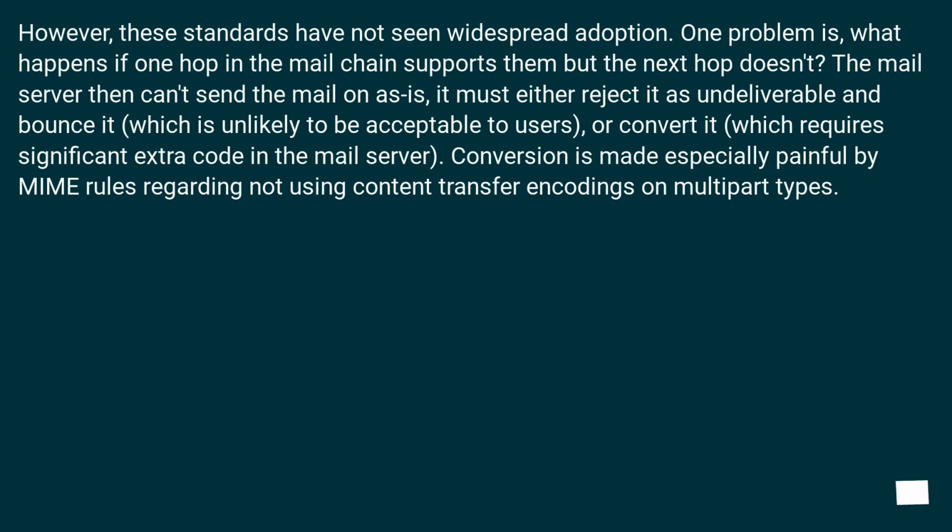One problem is, what happens if one hop in the mail chain supports them, but the next hop doesn't? The mail server then can't send the mail on as is. It must either reject it as undeliverable and bounce it, which is unlikely to be acceptable to users, or convert it, which requires significant extra code in the mail server. Conversion is made especially painful by MIME rules regarding not using content transfer encodings on multipart types.